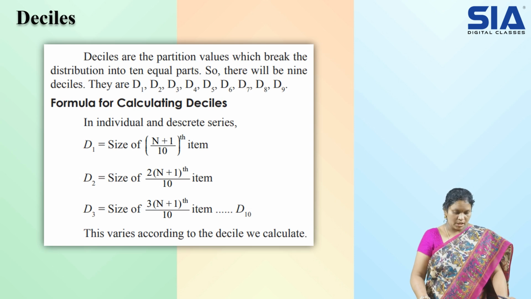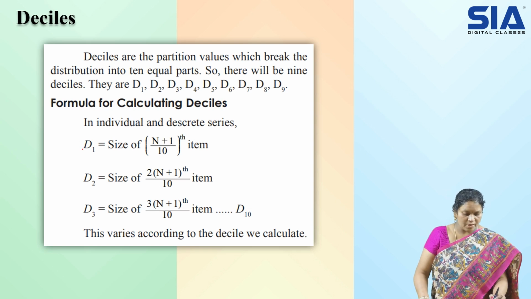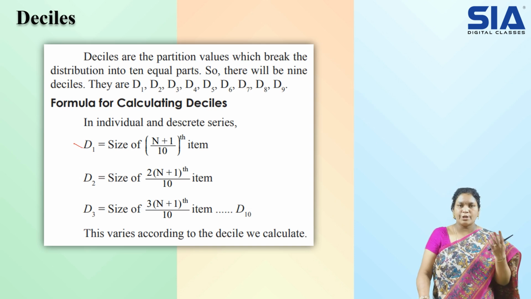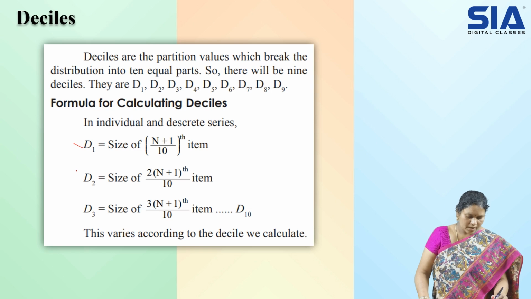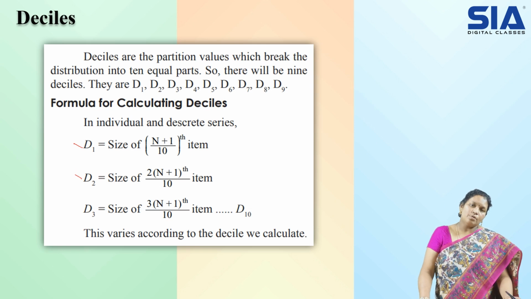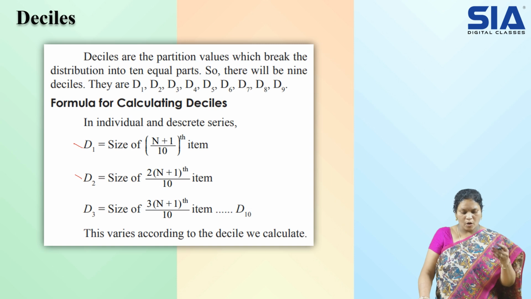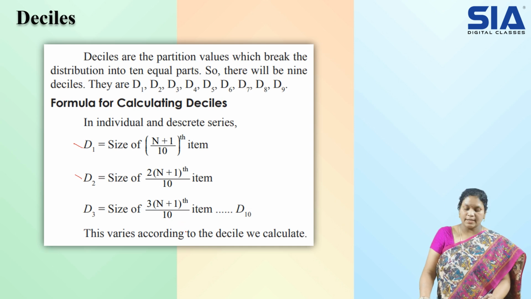Now let us check out the formulas for them. Let us suppose for D1 you want to write the formula: size of (n plus 1) by 10th item, because the data is divided into 10 parts, right? So we divide by 10. Median is divided by 2, because it divides into 2 equal halves. Quartiles by 4, because the data is divided into 4 parts. Deciles by 10, because we have 10 equal parts of the data. Similarly, whichever you want, D2, D3 up to D9, D10, everywhere you go on dividing by 10. And for D3, you have 3 times, 3 into (n plus 1) by 10th item you should consider.